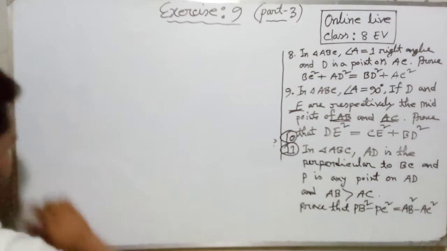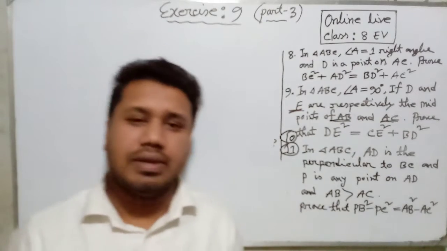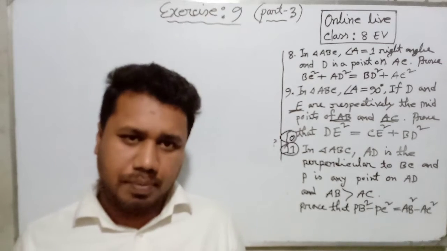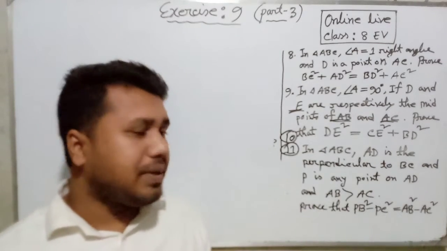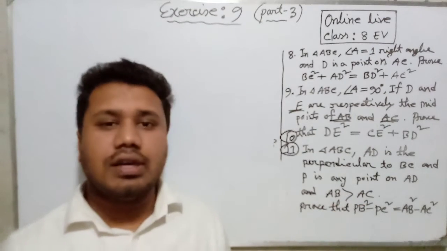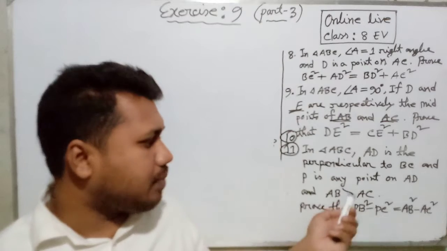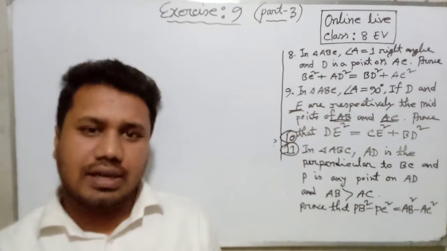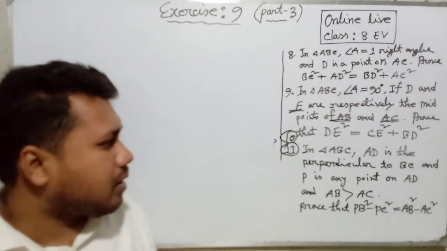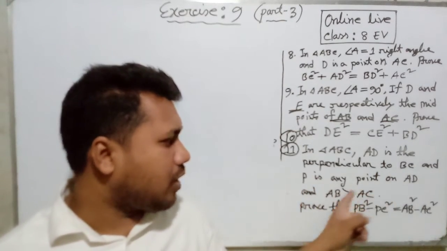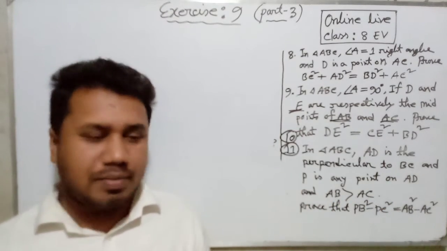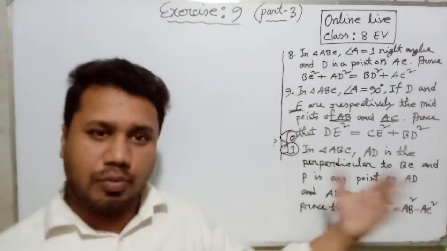Now dear students, look at the problem number 11. In triangle ABC, AD is perpendicular to BC, and P is any point on AD, and AB greater than AC. Now we have to prove this one. Now what is our question number 10? Our problem number 10 said that P is any point on AD. This is missing, and our proof would be different.